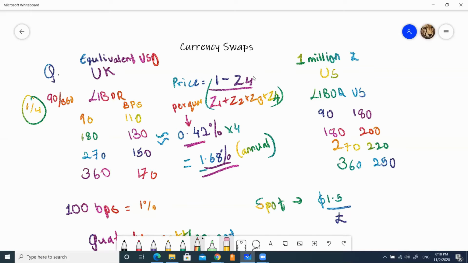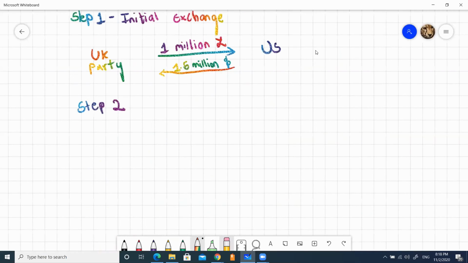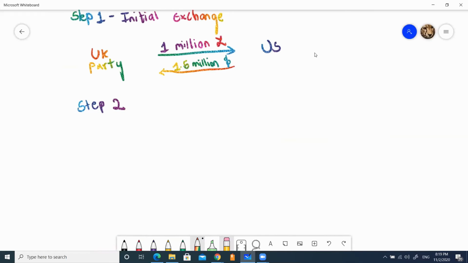Similarly, we will do it for the US, and once you do it for the US, you will get 2.47 percent, which is the rate you found using the price formula multiplied by 4. I've already multiplied this rate by 4. Now once we have these rates, let's go back to our step 2. In step 2, you're going to pay the coupon respectively. So this is your US party, this is your UK party. Now they both are going to pay the coupons on these respective amounts.